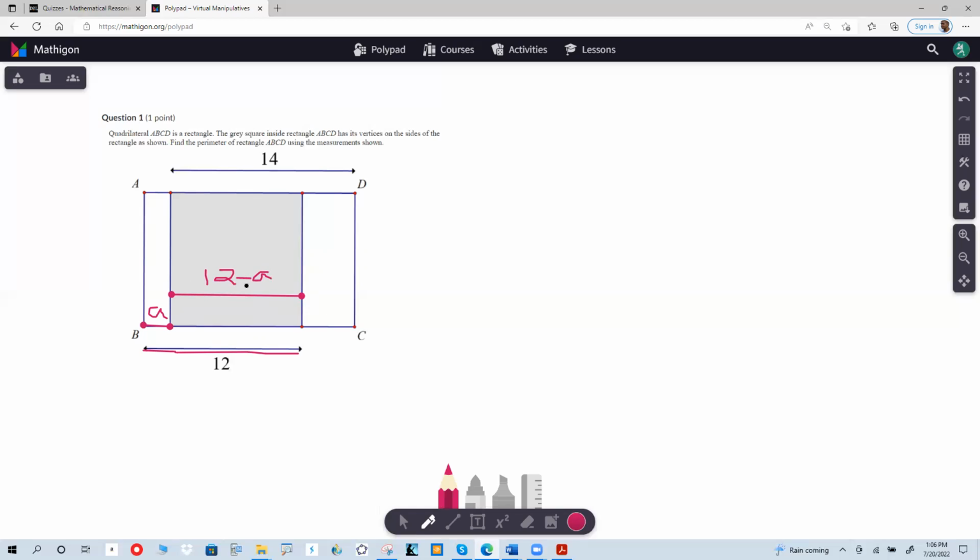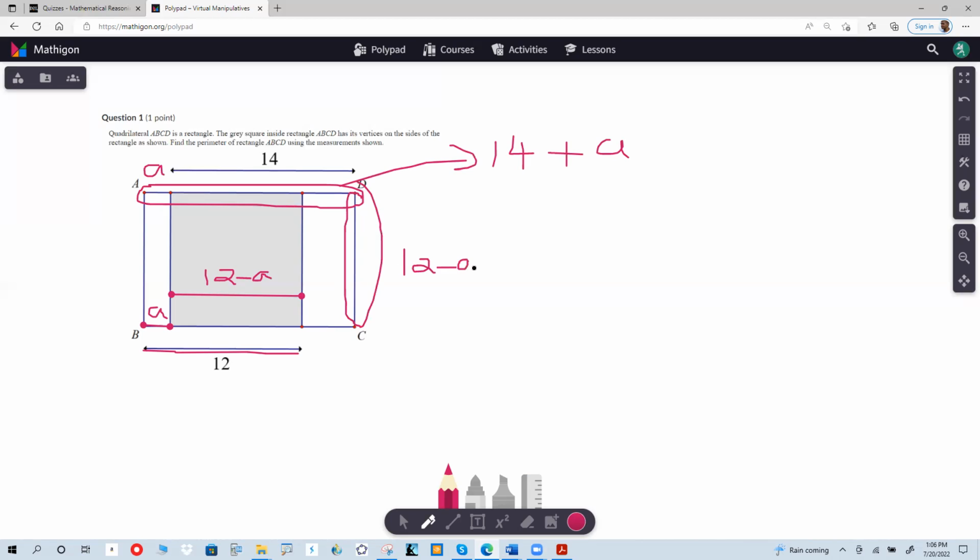If this is 12 minus A, this is A, this is A. Okay, so the top edge is 14 plus A. And this edge is going to be 12 minus A. Why? Because the gray piece is a square, all sides are the same. If the bottom is 12 minus A, everything should be 12 minus A. Are you with me so far? Yeah, that makes sense.